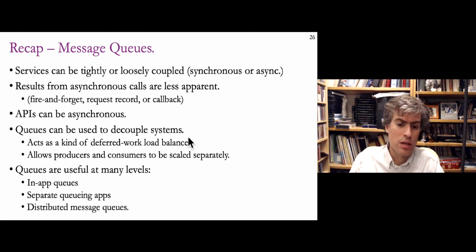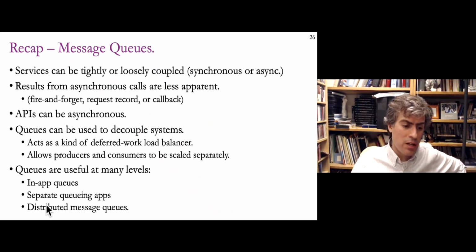Okay. Queues are used to decouple systems. I talked about that. And one interesting way to look at a queue is as a sort of load balancer for deferred work, because lots of consumers can pull from the same queue. It also allows you to scale your producers and consumers separately. And finally, I talked about 3 different levels of queues, small, medium, and big, basically. The most interesting ones are the really big ones, the distributed message queues, but you also can have queues in memory or running on disk as a separate app alongside your service.